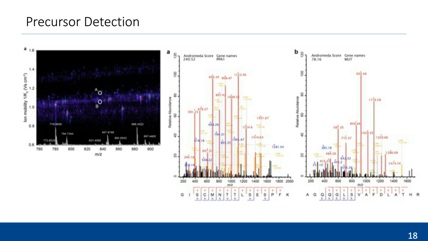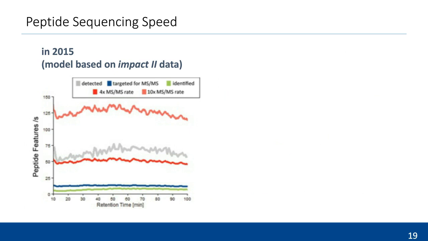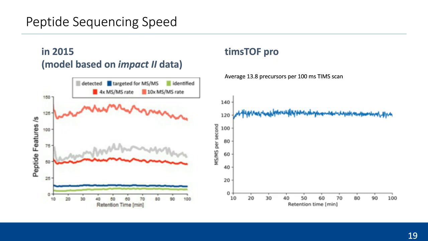Because of this PASEF principle, where we can have multiple precursors in a single TIMS MS scan, we can multiply our sequence speed by the number of precursors that we can put into a single TIMS scan. Back in 2015, we extrapolated data from another QTOF system, and we said, okay, if we would end up with like 10 PASEF precursors per TIMS scan, we could actually multiply our sequencing speed by a factor of 10. And if we now look back at the data that we acquire in our lab, we actually find that we reached this goal that we predicted back then.